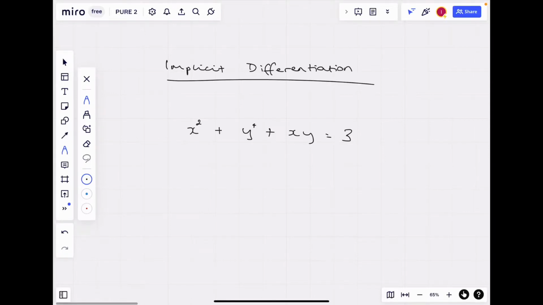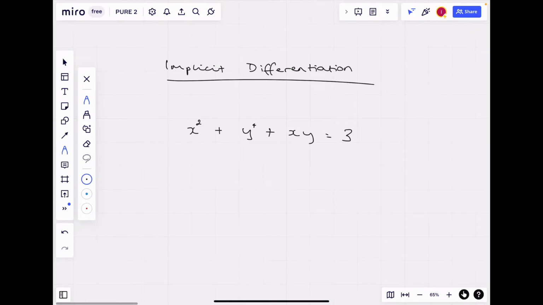Let's say you had a function which looks like this, where you have x and y both on one side. In a scenario like this, you don't immediately have a subject, right? So neither y nor x are subjects of your formula. Making either x or y the subject is just going to be complicated and long. So what you can do instead is use implicit differentiation.